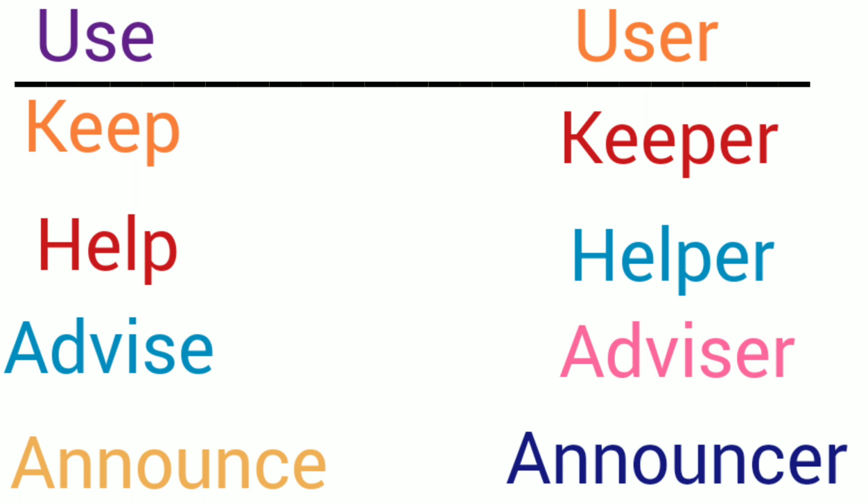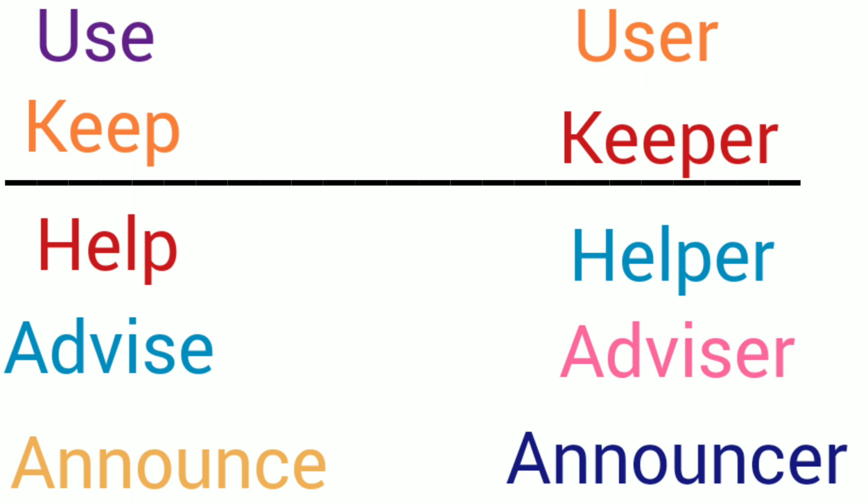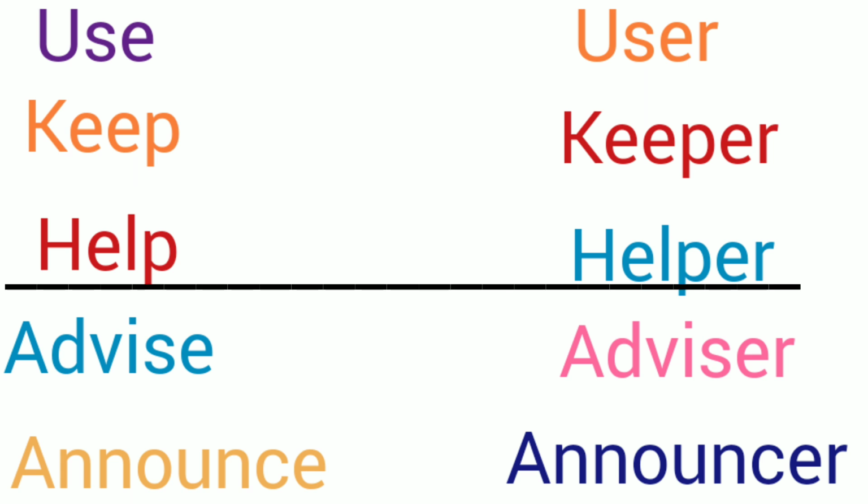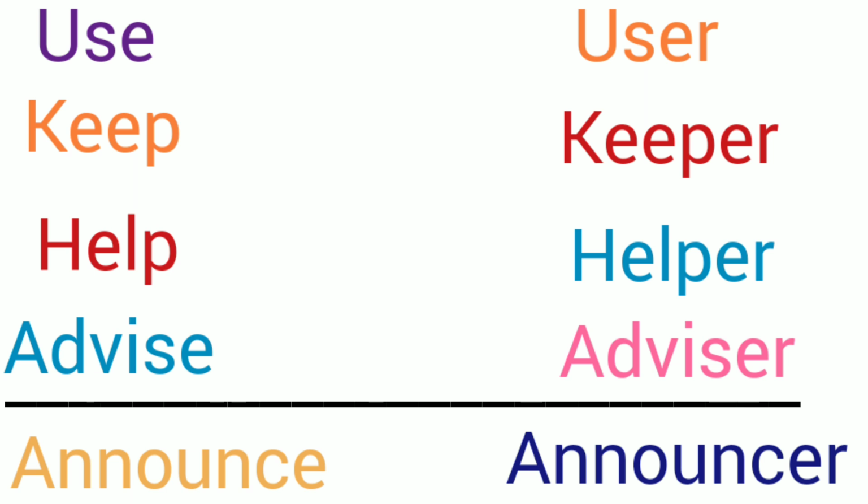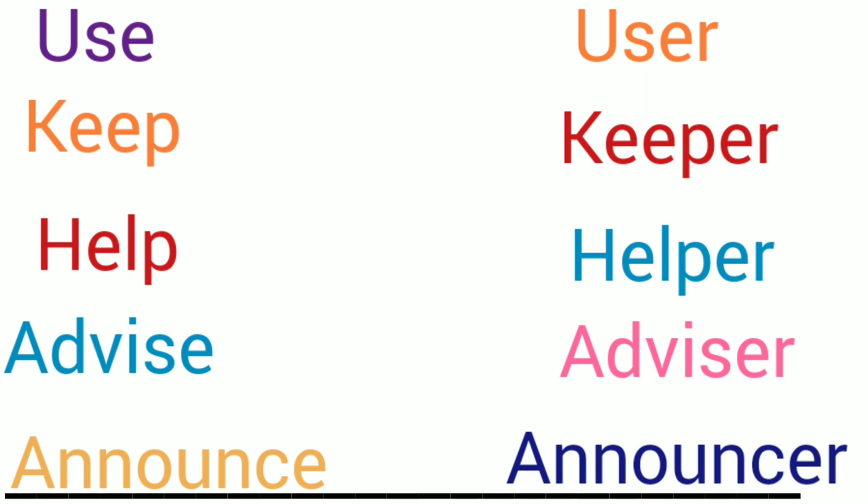Do you understand? So a user is the person that makes use of something, and a keeper is the person that keeps something. A helper is the person that helps somebody. An advisor is the person that gives advice. An announcer is a person that gives announcement, okay, that announces events or whatever that needs to be announced. Is it understood now? Let's see the next section.